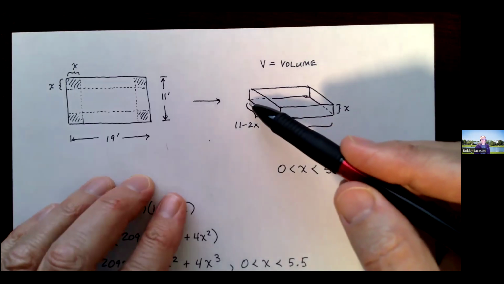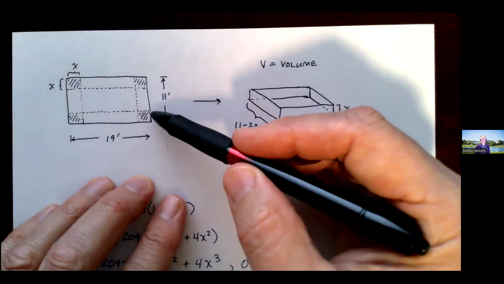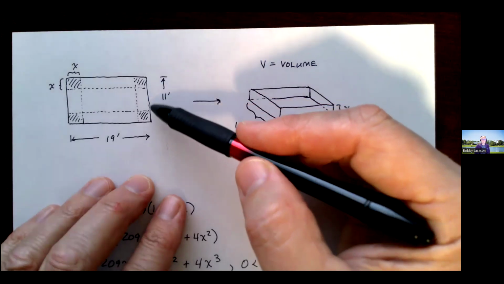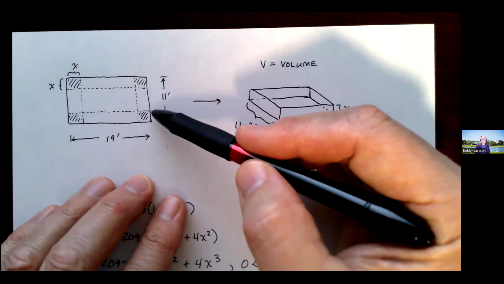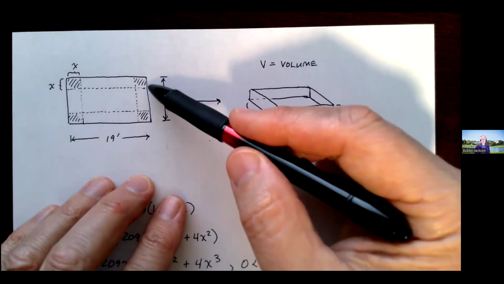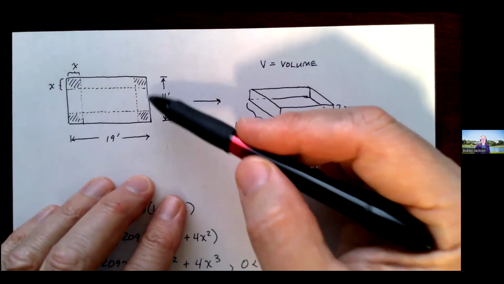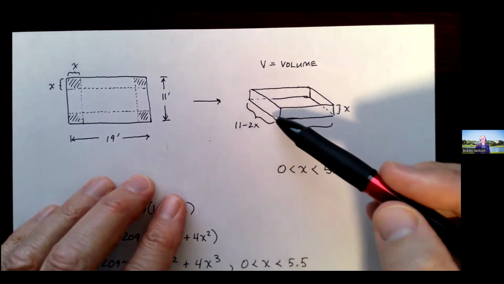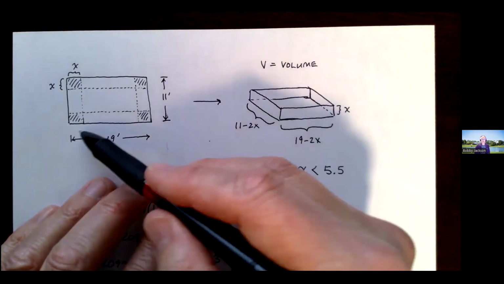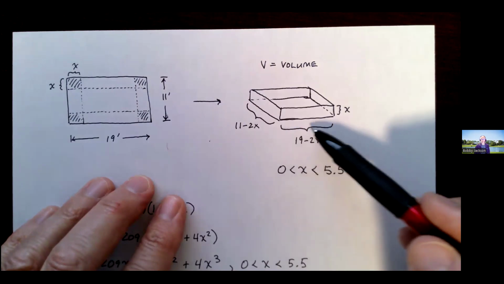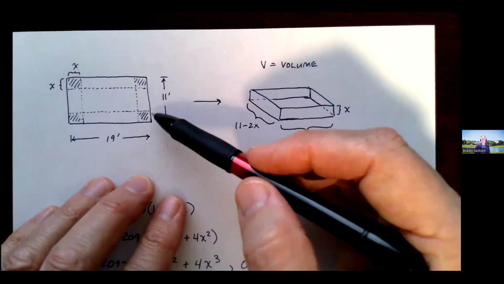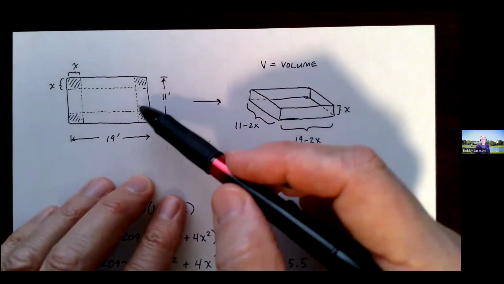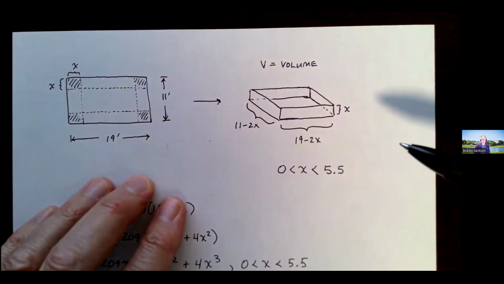First of all, note that when I fold these up, what's the side length of my box going to be? Well, the total length here on this side is 11 feet, and then each of these squares are a length of X. So I'm taking away X plus X, or 2X. So 11 minus 2X is this side length. And then this other side length will therefore be 19 minus 2X. And then when we fold up these flaps, the height will be X, right? Because that's the side of the square that we're cutting out.